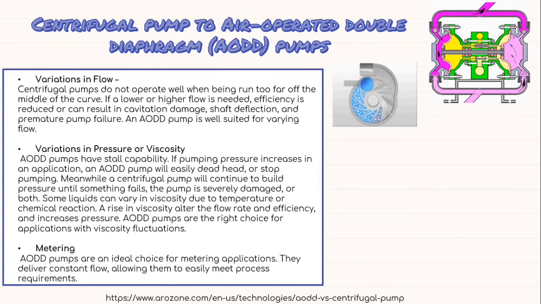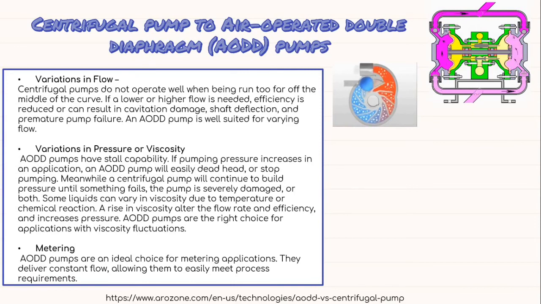For the first one, centrifugal pumps do not operate well when being run too far off the middle of the curve. If a lower or higher flow is needed, efficiency is reduced or can result in cavitation damage. Second one, the AODD pumps have stall capability. If pumping pressure increases in an application, an AODD pump will easily deadhead. Meanwhile, a centrifugal pump will continue to build pressure until something fails. The pump is severely damaged or both.